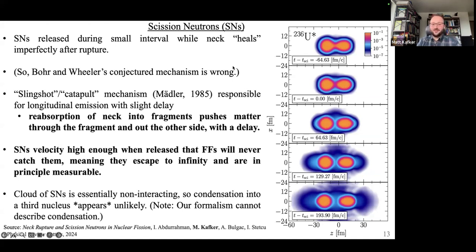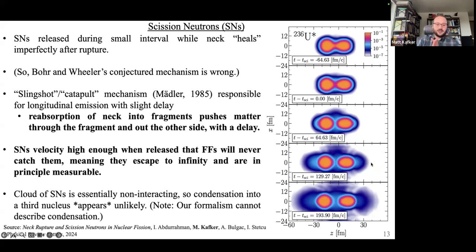They were a bit ahead of us by 85 years, but anyway. So in 1985, Madler suggested a possible mechanism for scission neutron emission, which he called the catapult mechanism, which we're offering a correction to call a slingshot mechanism, which we believe actually does hold. So we've offered an explanation for where the ring-shaped cloud around the fission axis comes from, but then we have a delay and then the longitudinal cloud emission.